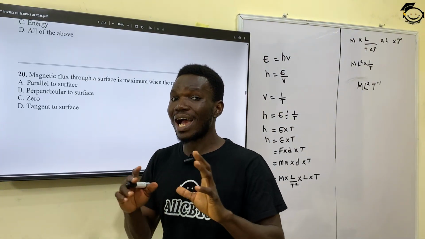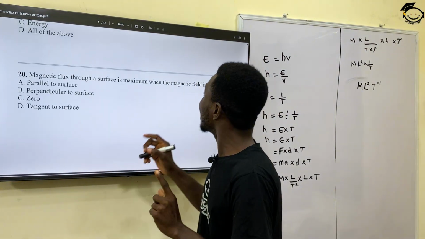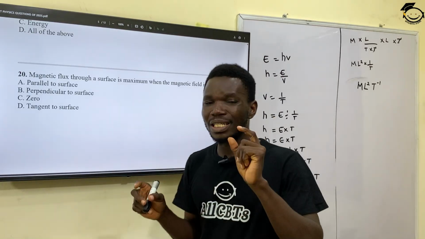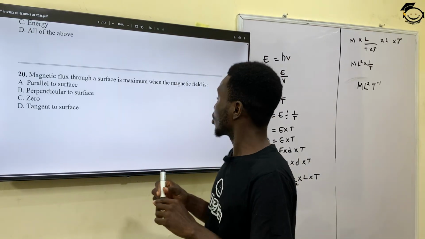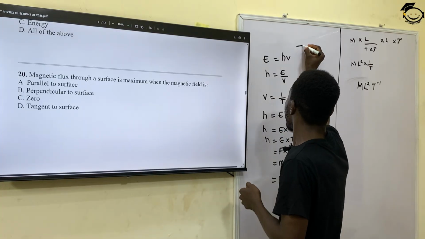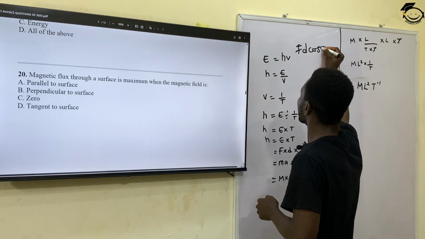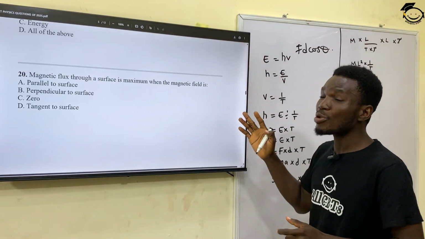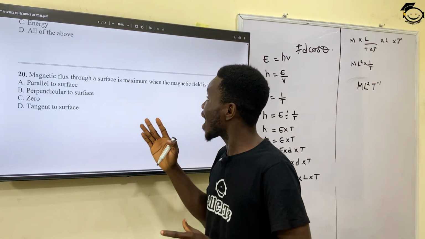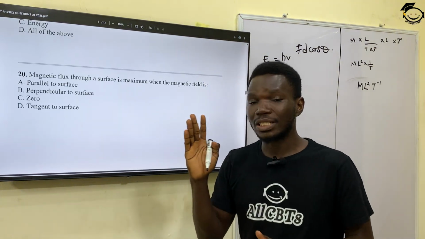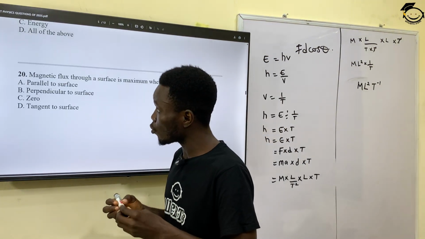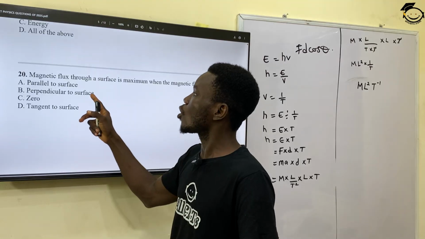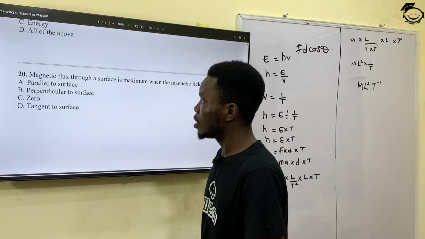It will get to its maximum whenever the magnetic field is perpendicular to the surface because of its formula, which says what? Φ = BA cos θ. So because of this, it means that what? The magnetic flux will be maximum whenever the magnetic field is perpendicular to its surface. So the correct answer to question number 20 is option B, perpendicular to the surface.